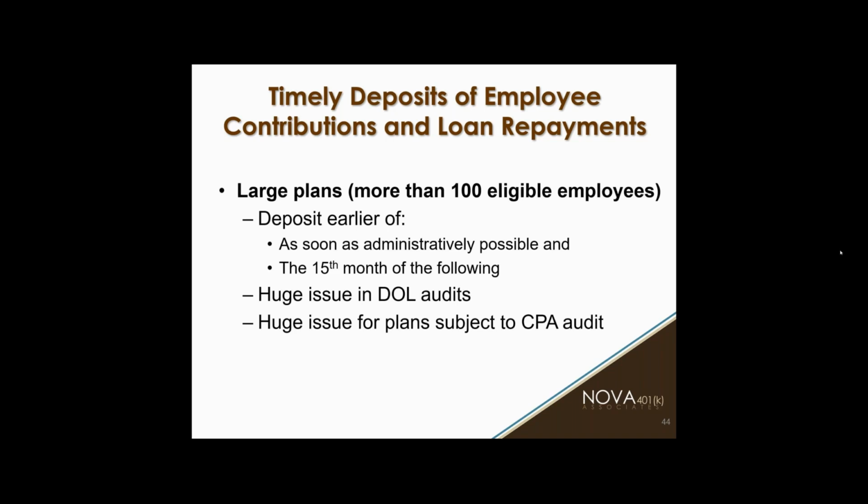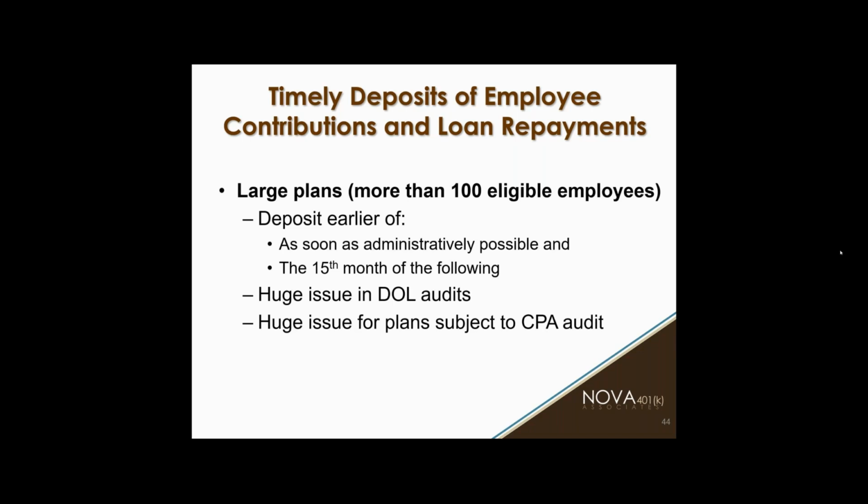It's basically as soon as administratively feasible, but not later than the 15th day of the month following the pay date. That second bullet you can just scratch out. That's technically what's in the regulations from the Department of Labor, but we know that they're looking at the as soon as administratively possible rule. Okay. Now, what does that mean?